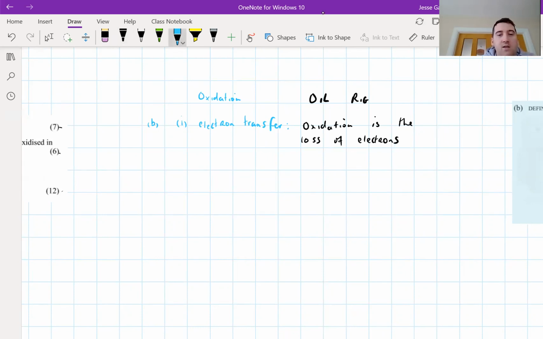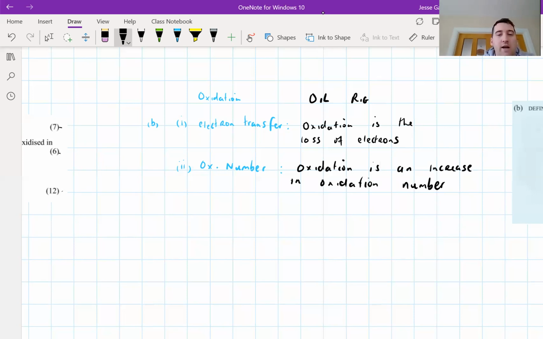The next thing is to define oxidation in terms of change in oxidation number. So what happens to the oxidation number during oxidation? Pause the video and write down your definition for that. Okay, so oxidation is an increase in oxidation number.